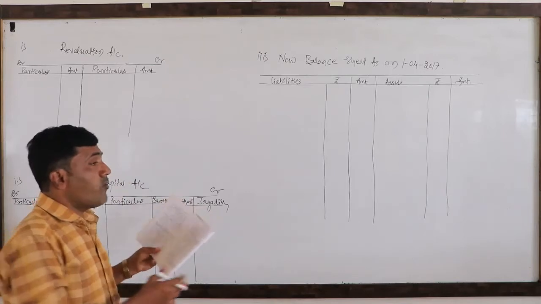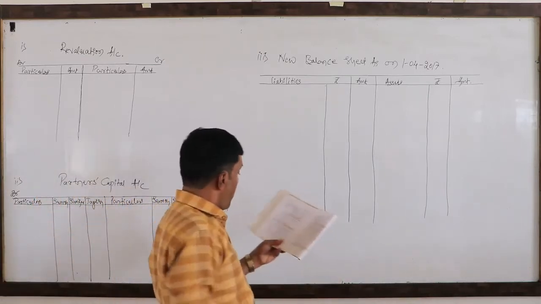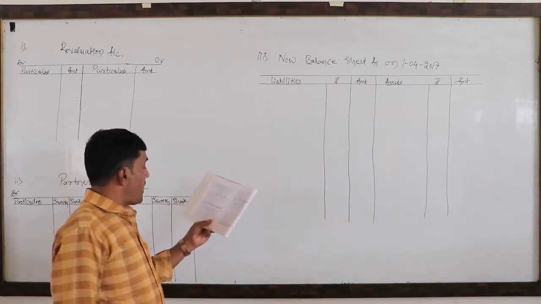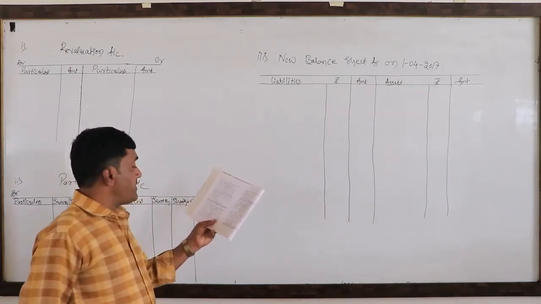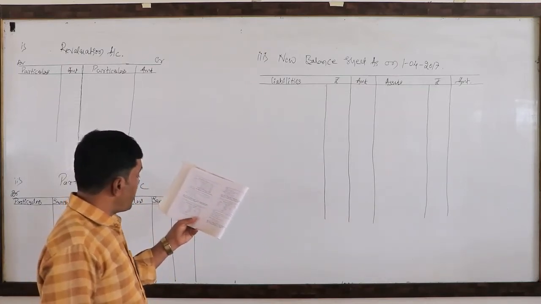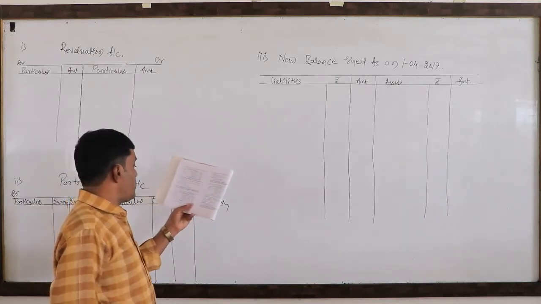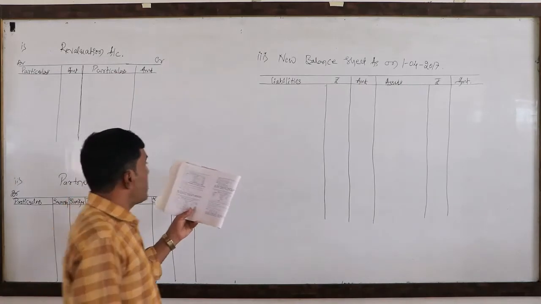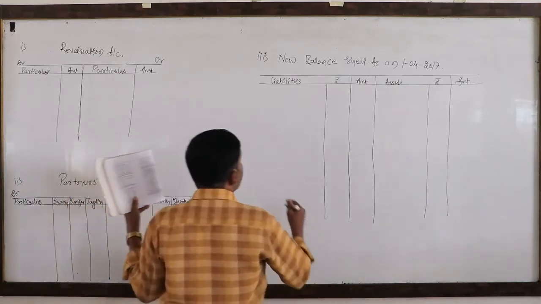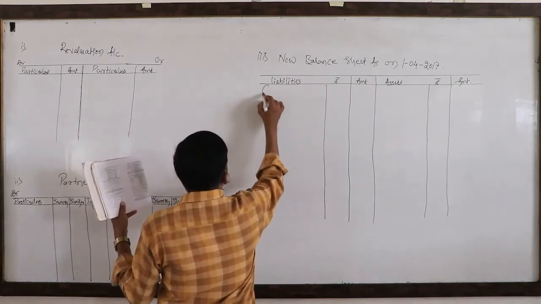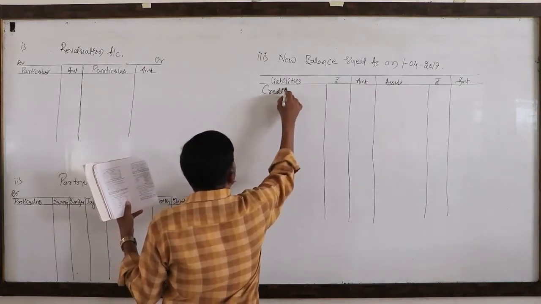Look here, how I am going to solve this problem. Now I am going to start from the liability side. First, creditors and bills payable. These two are the outside liabilities. There are no adjustments for these two outside liabilities, so that is the reason I am going to write them directly on the liability side of the new balance sheet.